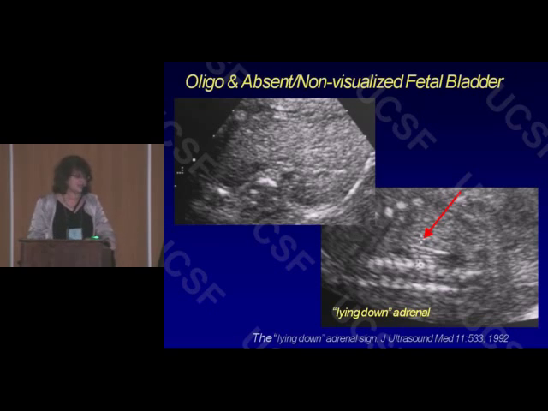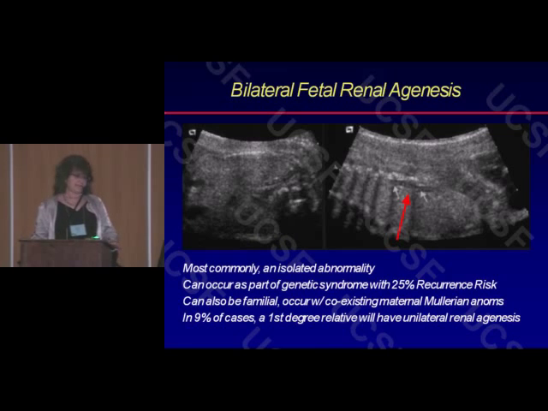This observation, termed the lying down adrenal sign, is an indication that a kidney is not present in the renal fossa anyway. And in this instance, neither kidney could be found in the renal fossa or anywhere. The bladder remained empty. It's a case of bilateral fetal renal agenesis, a lethal condition. Usually it's an isolated abnormality, but it can be part of a genetic syndrome, and the reason that's important is it's associated with a 25% recurrence risk.